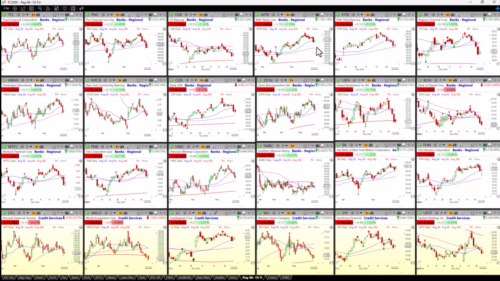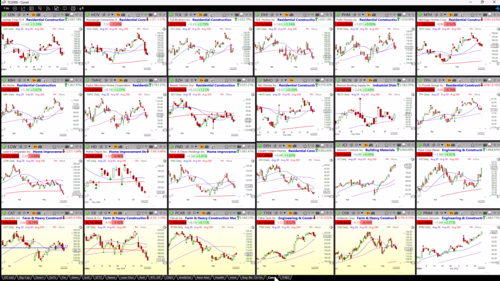Regional banks, same idea. You can look at a particular ETF. So you could look at KRE and look at those regional bank ETFs within KRE just by coming to this tab. And then here's construction stocks. And a lot of them came in quite a bit. Interest rates moved up a little bit. And these came down quite a lot.